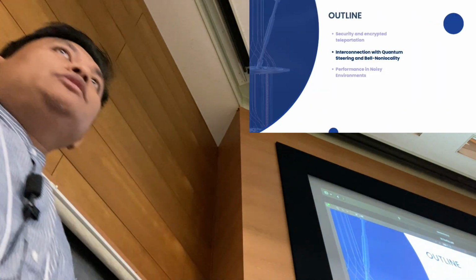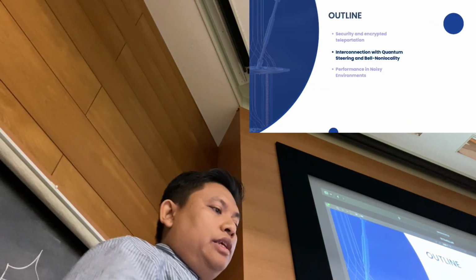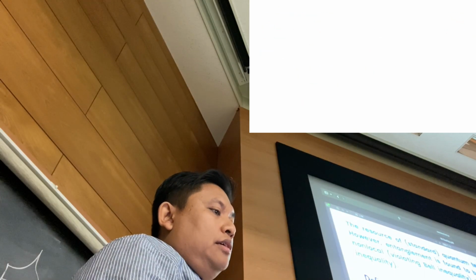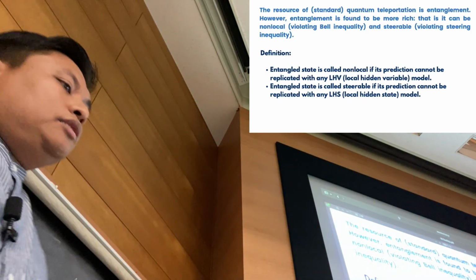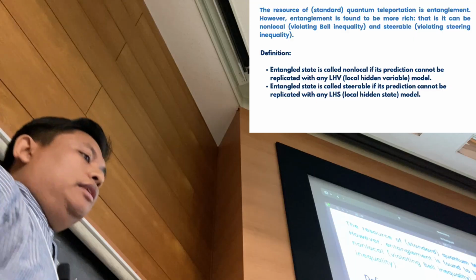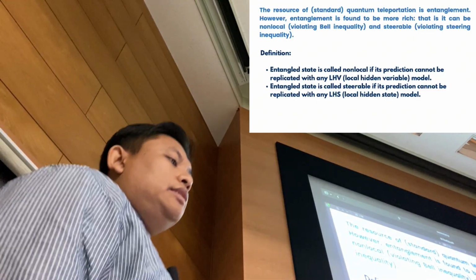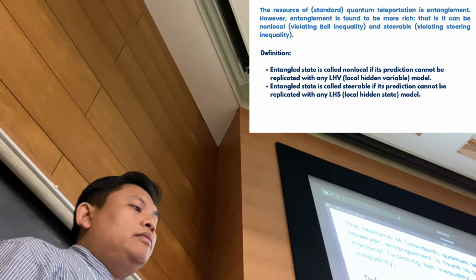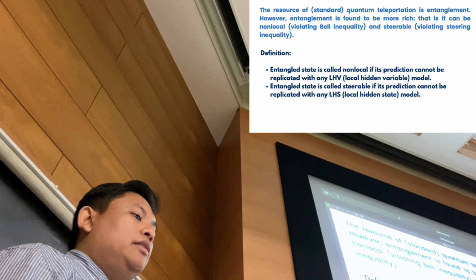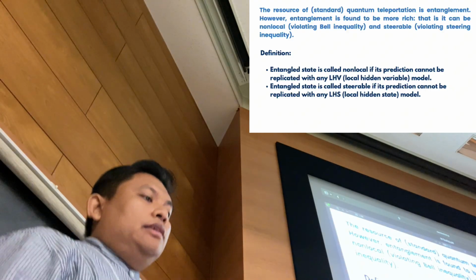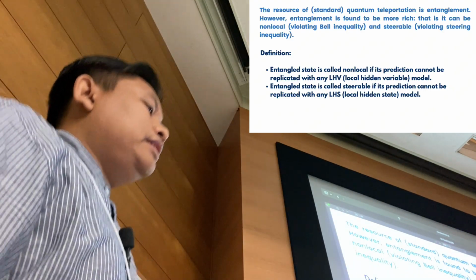In the second part, I will talk about the interconnection with quantum steering and Bell non-locality. The result of standard quantum teleportation is entanglement. However, entanglement is found to be richer. It can be non-local, meaning violating the Bell inequality, and it can be steerable, violating the steering inequality.